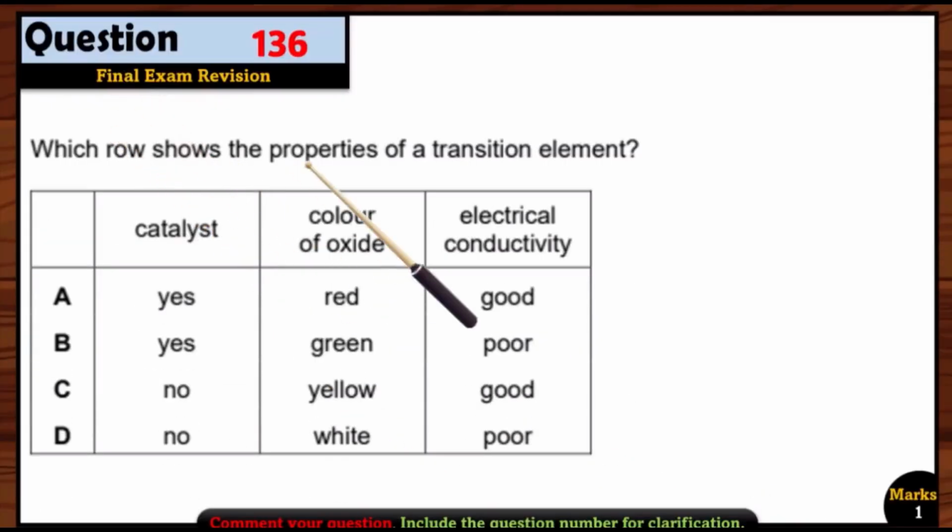Question 136. Which row shows the properties of a transition element? Catalyst, yes. Color of oxide, red, green, yes, it should be colorful. Electrical conductivity should be good.